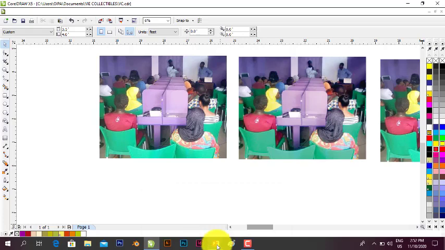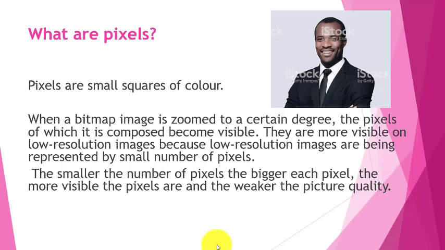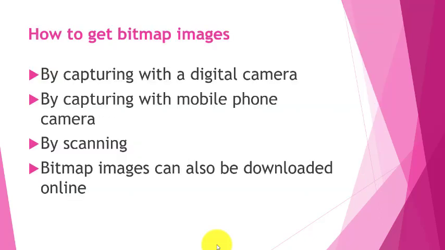Let's move on. So that's bitmap images for you. They are images that are composed of grids of pixels. Pixels are small squares of color. You can check the pictures on your phone, just try to zoom them. If you zoom them enough, you should see the pixels. Now, we are moving on. How do we get bitmap images on our system?